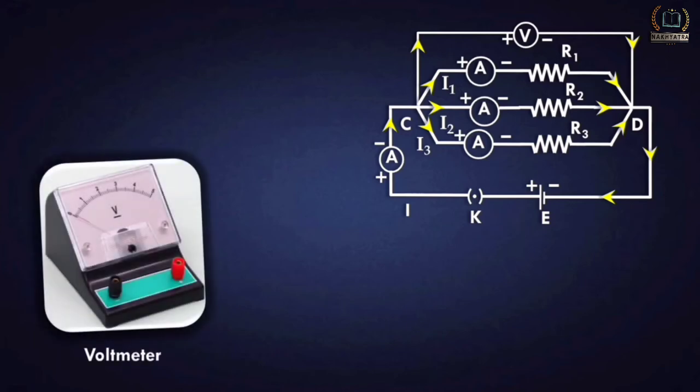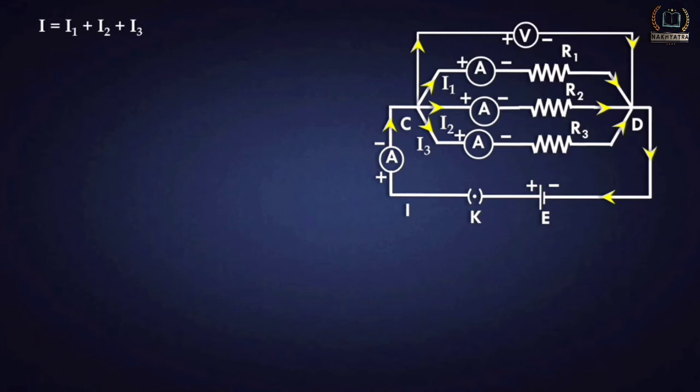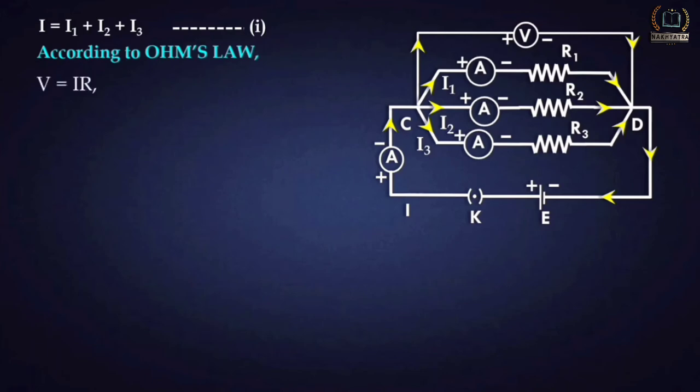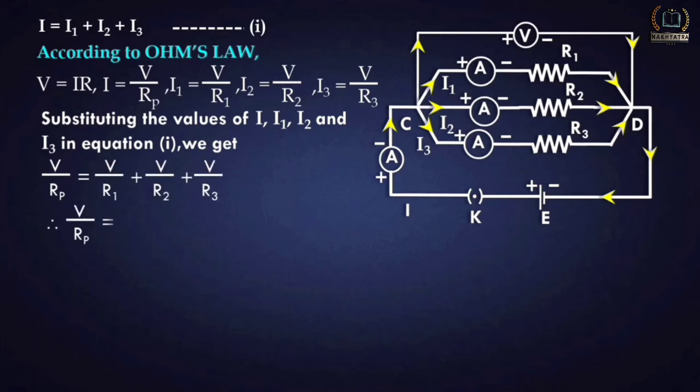The voltmeter has been connected, and we know that a voltmeter has infinite resistance. Now I equals I1 plus I2 plus I3, marked as equation 1. Then again, according to Ohm's law, V equals IR. So I equals V by RP, I1 equals V by R1, I2 equals V by R2, and I3 equals V by R3. Substitute the values for I, I1, I2 and I3 in equation 1, then we will get this. It is the same as your series connection, you just need to rearrange it here.